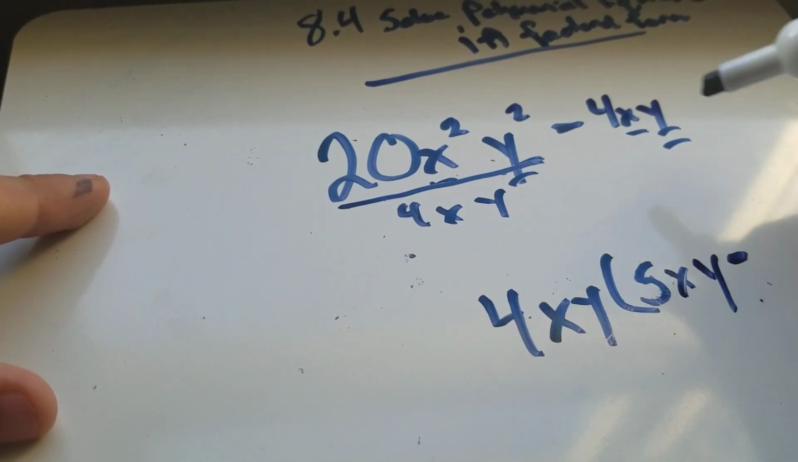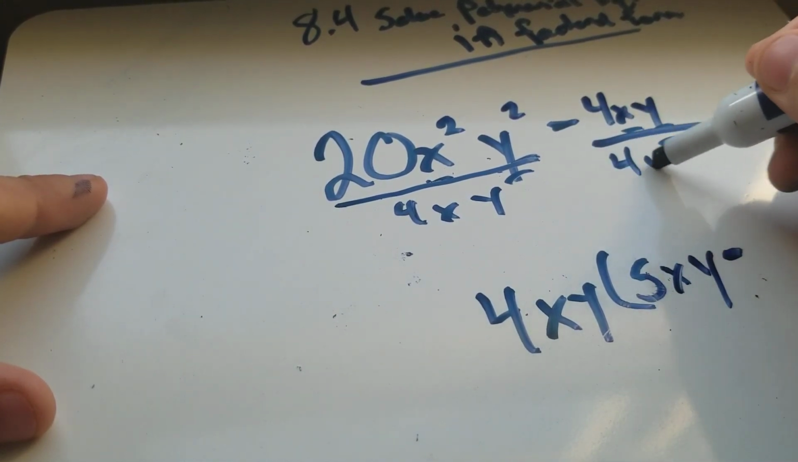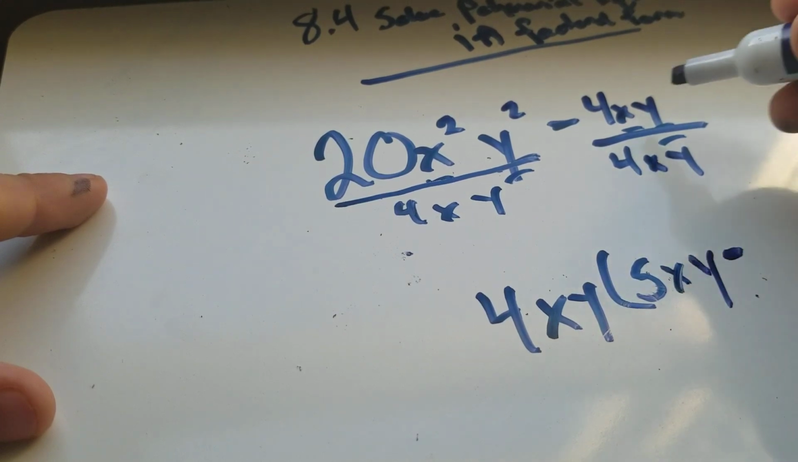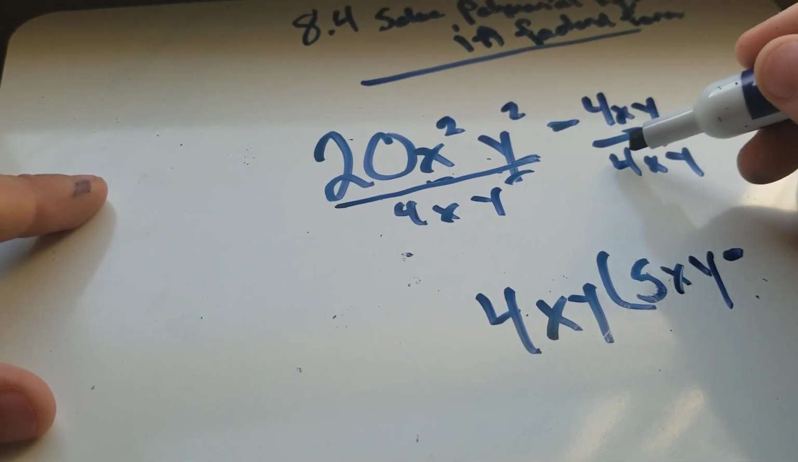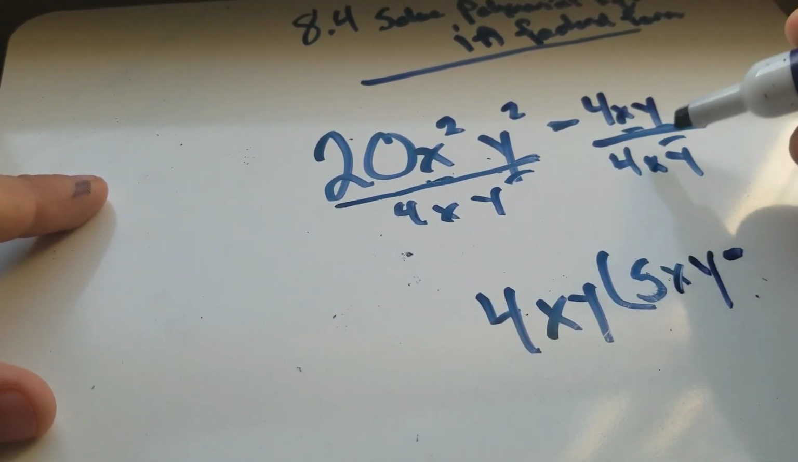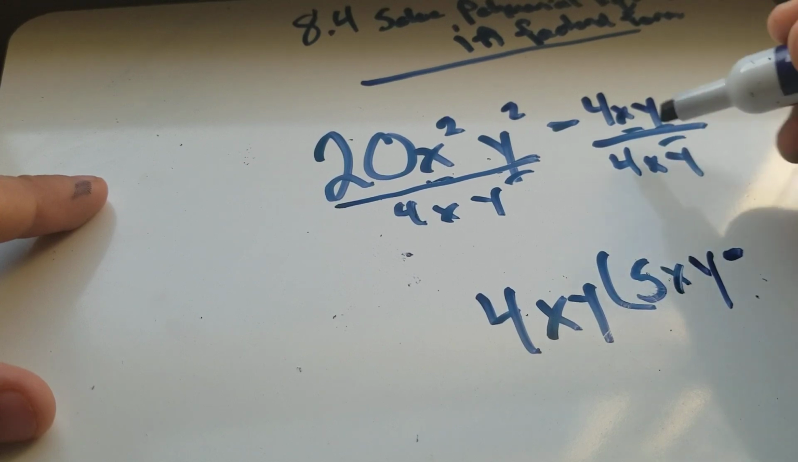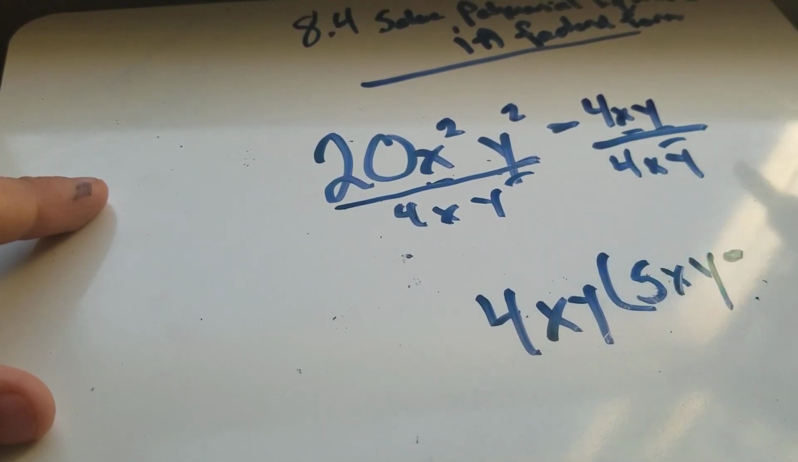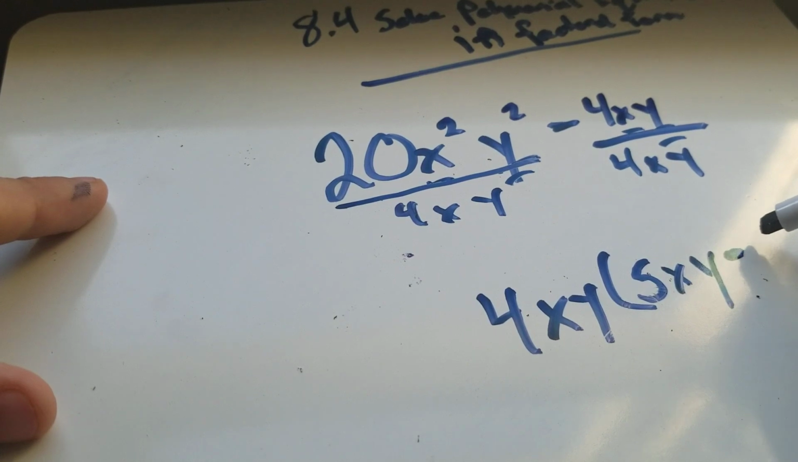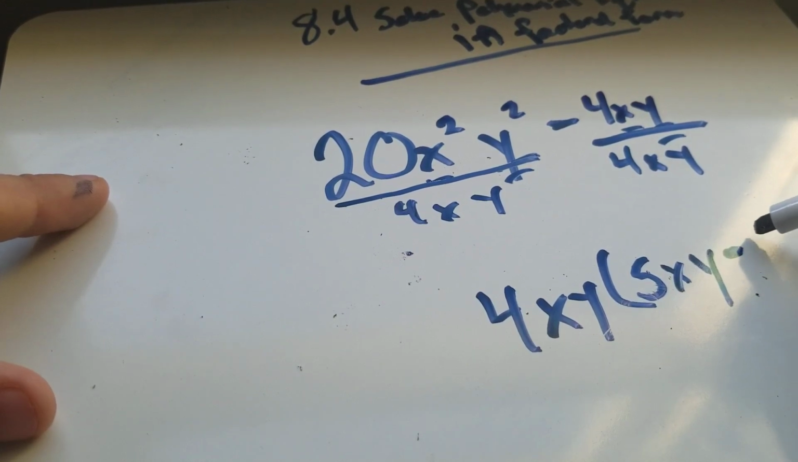Minus, now this one, as I said earlier, it's exactly the same. So 4 divided by 4 is 1. X divided by x is 1. Y divided by y is 1. So that's technically 1 times 1 times 1. Well, if you divide and it's perfectly the same, all you're going to be left with is a 1.